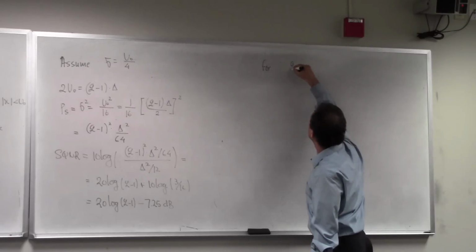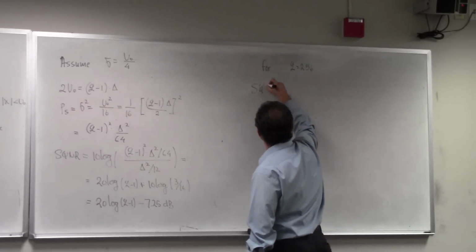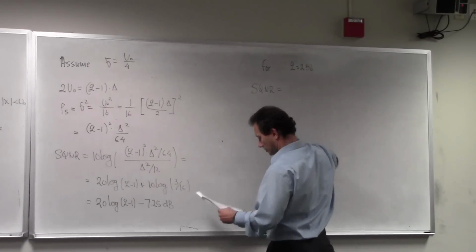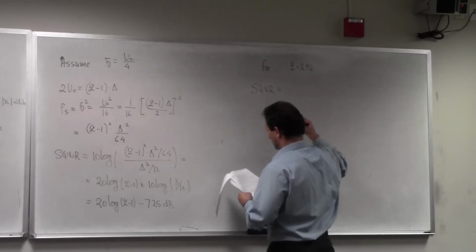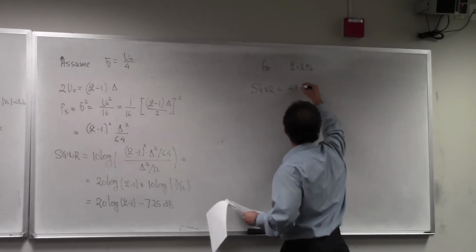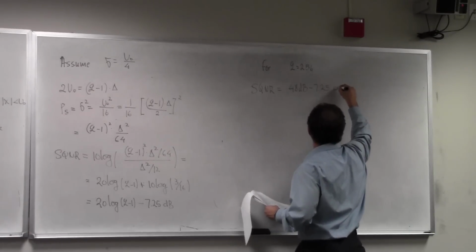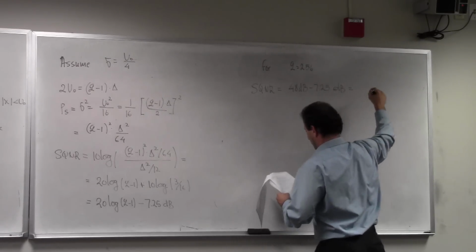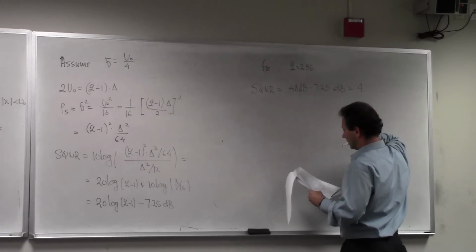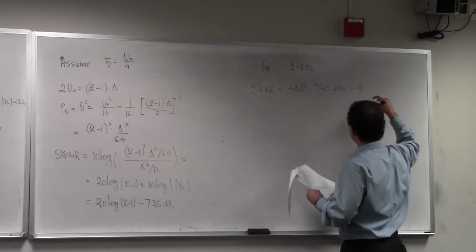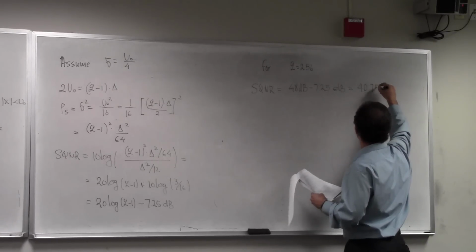So for Q equal 256, in this case, the signal to quantization noise ratio is going to be 48 minus 7, so it's going to be 48 dB minus 7.25 dB. So this is 40. I don't know how I ended up with 40.87, 47, but it should be 40.75, right?